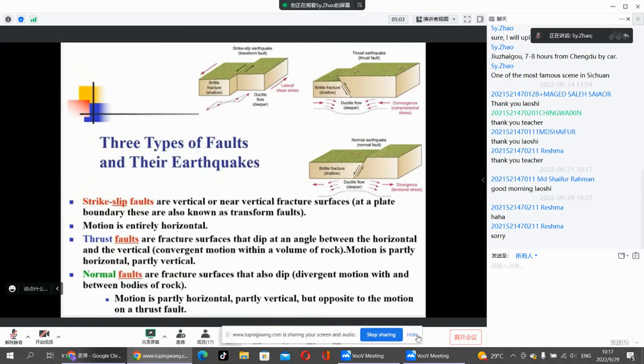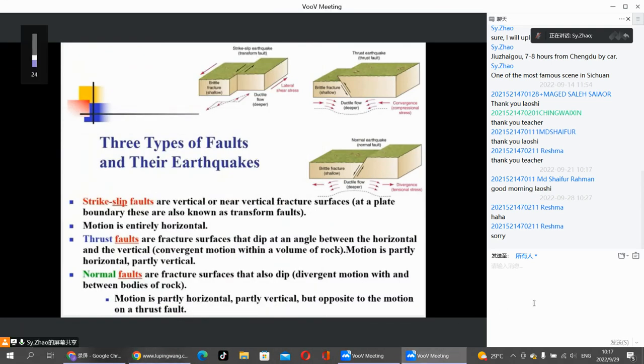Plate tectonics. This is a very important chapter for the next chapter on earthquakes. In the last class, we studied some portion of plate tectonics, what the theory is, and how the plates move globally. Now we are going to continue the study. Okay, let's start.